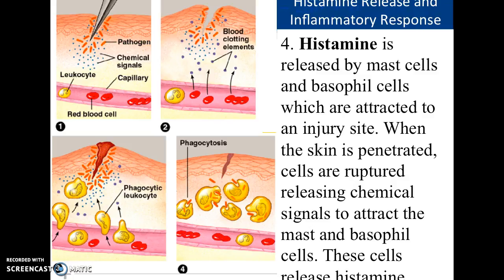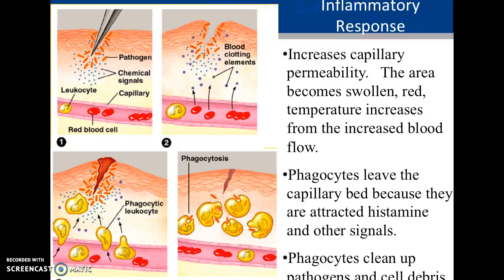The fourth type of chemical response is histamine, which is released by mast cells and basophil cells. This is the most common when we see allergic reactions. When the skin is penetrated or when a non-self pathogen is recognized, cells are ruptured and release chemicals to attract mast and basophil cells, and these cells release a chemical compound we call histamine. Histamine increases capillary permeability, the area becomes swollen and red, and the temperature increases, and our phagocytes start to work on that area.